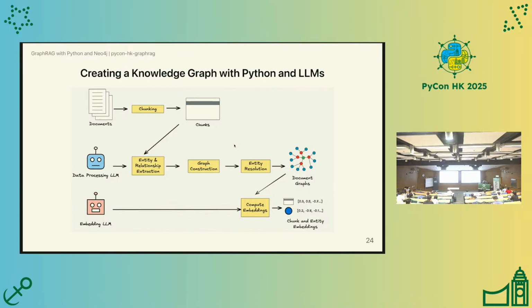And finally, once you have the graphs, you can compute the embeddings with an embedding LLM, and then turn them into embeddings. Now, I think in Neo4j GraphRAG, it only does it on chunks. I'm not sure if it does it on entities, but by default, I think it does it on chunks. But if you wanna search on entities, you wanna also include entity search as well.